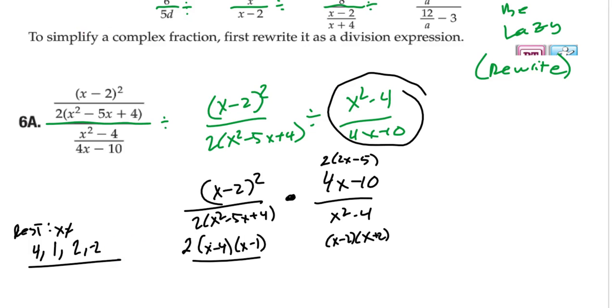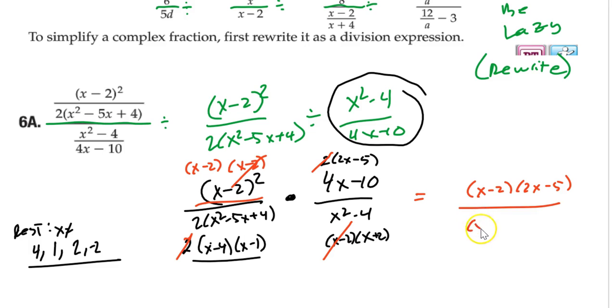Right? Now our favorite part. Let's cancel stuff out. Now remember, this is (x minus 2) squared, so that's like saying (x minus 2)(x minus 2). There's 2 of them there, and one of them gets to cancel out. The 2's cancel out. And that is about it. I'm left with x minus 2, 2x minus 5, x minus 4, x minus 1, x plus 2. And there you go. That's how you do it. Let's look at a couple more, and then we're done.